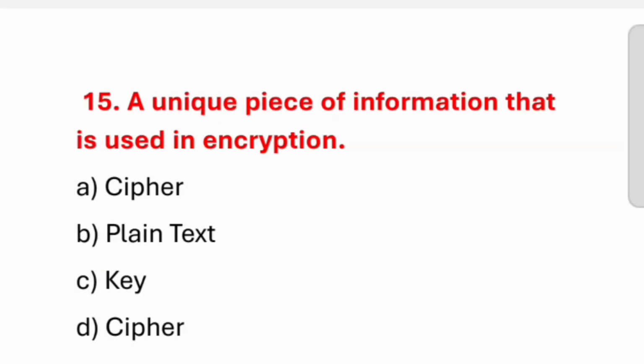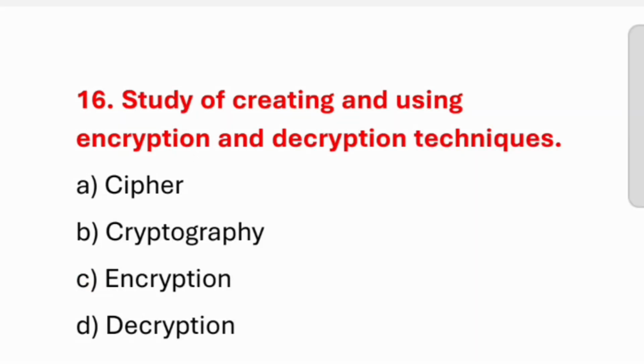Question number 15. A unique piece of information that is used in encryption. Correct answer, key. The key is the unique piece of information. It is used to create the ciphertext and decrypt it back. Question number 16. Study of creating and using encryption and decryption techniques. Correct answer, cryptography.